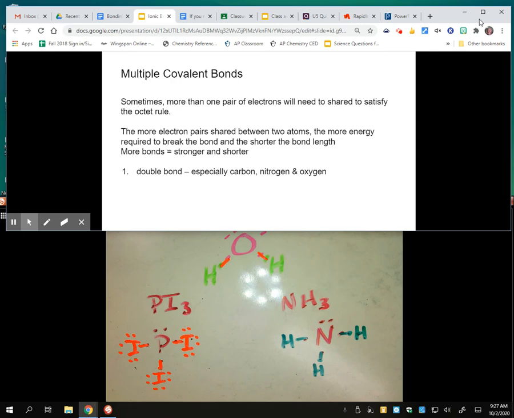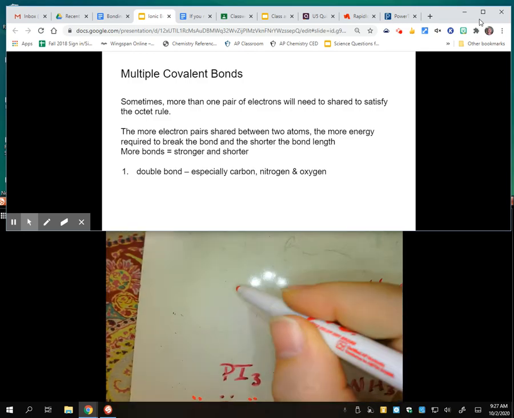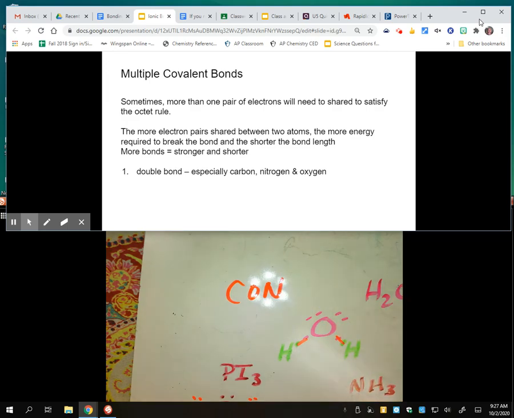Atoms that like to double bond are carbon, nitrogen, and oxygen. I say that those three form multiple bonds. And triple bonds are the strongest and the shortest. And you have to watch out for carbon and nitrogen. They will often triple bond.